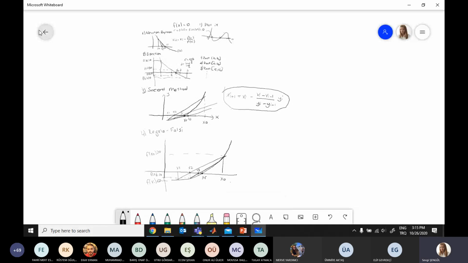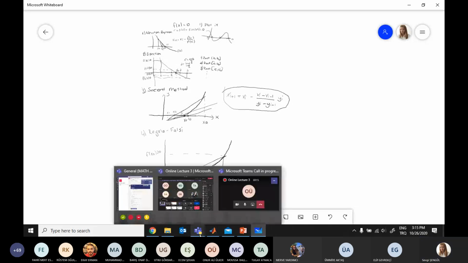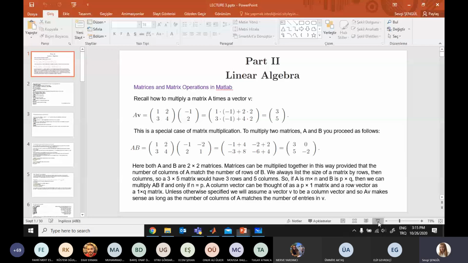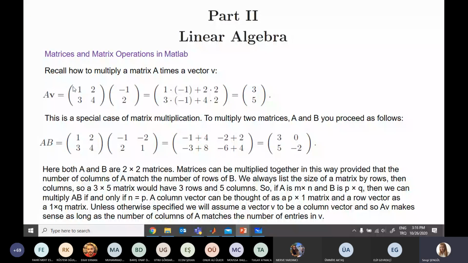Okay, then. Let me continue with today's class. We will talk about linear algebra. You already know how to multiply a matrix with a vector.